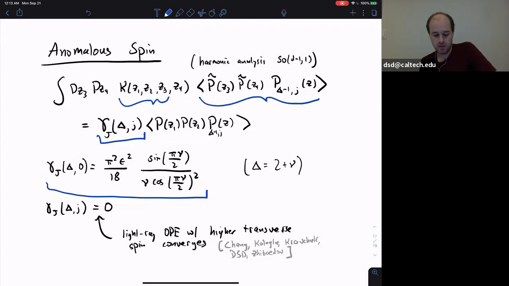But if you look at non-zero transverse spin, this kernel actually has 0 eigenvalue there, and that is related to the fact that the light ray OPE converges in that case. So therefore, there's no new operator in the theory. The renormalized thing can just be re-expressed in terms of other operators.